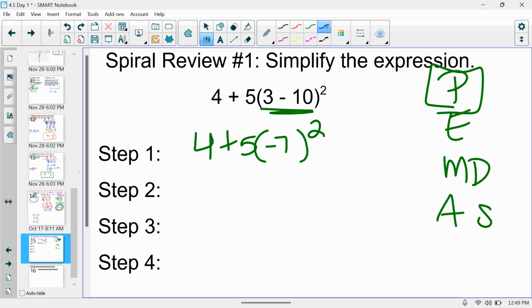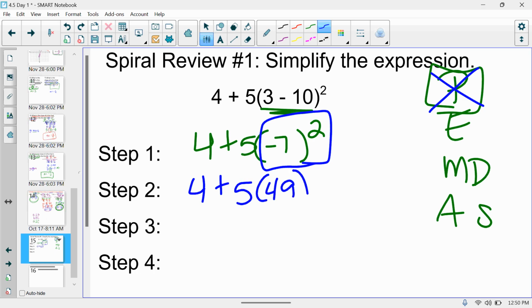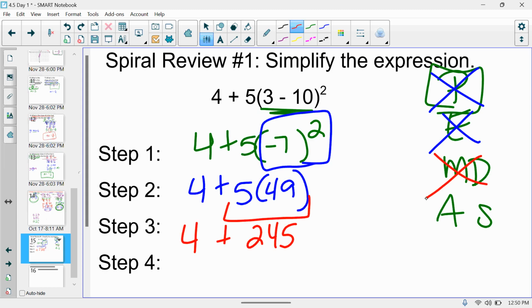What comes next in PEMDAS? Exponents. So we only do that. We don't touch 4 or 5. What do we get for negative 7 squared? Will it be negative 49 or positive 49? Because I always get a mixture of those two answers. Should be positive because negative 7 times negative 7 is 49. Then we do our multiplication. And then finally we can add.